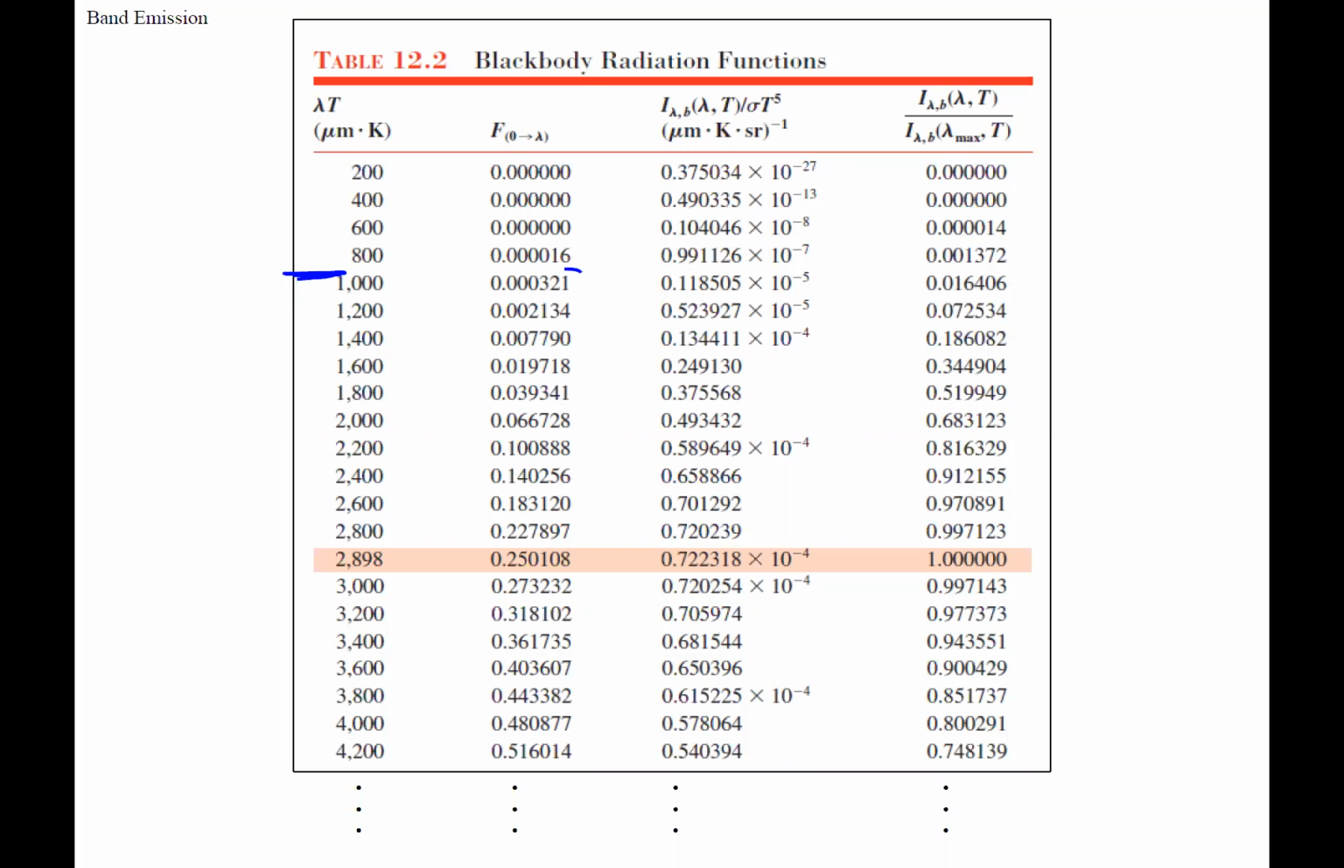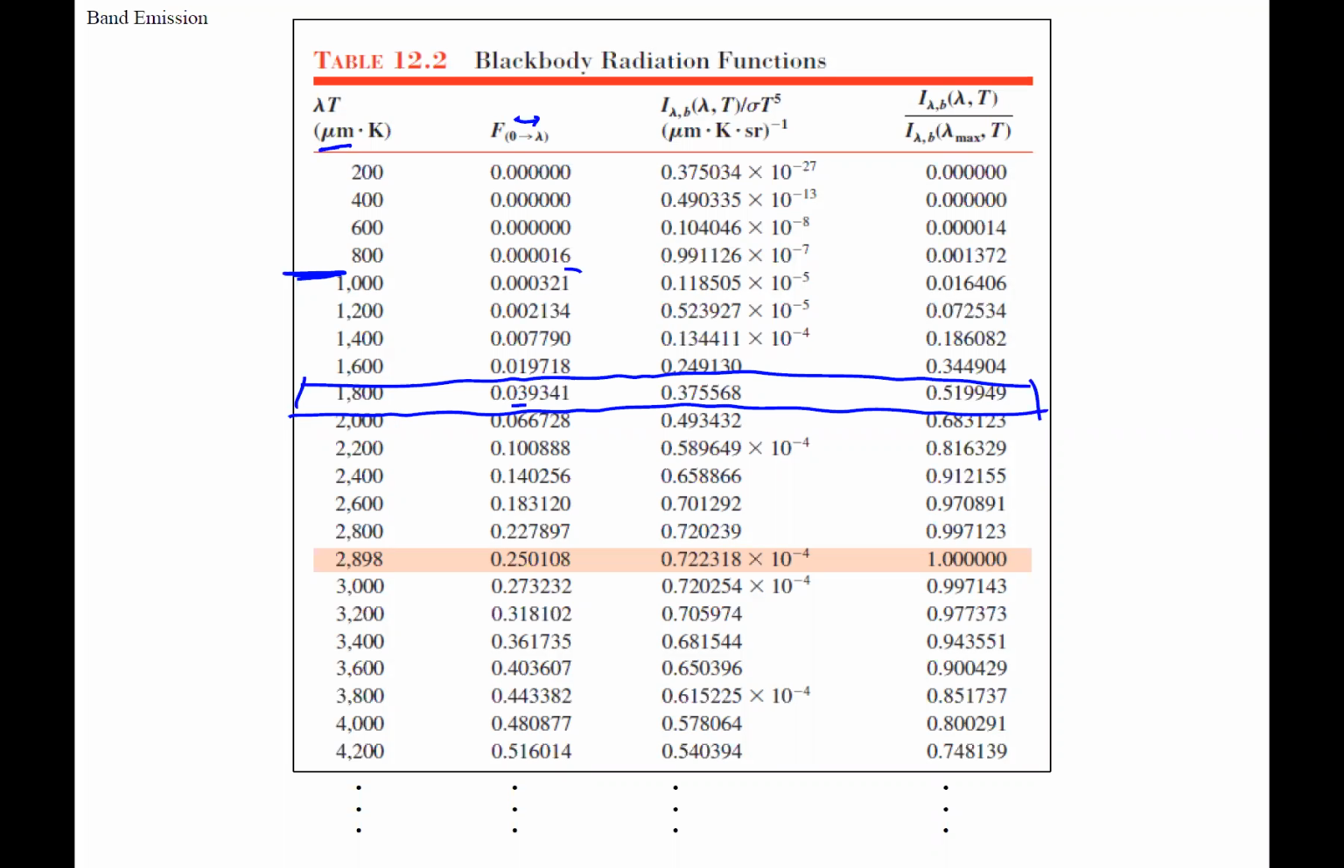Okay, let's change the value and say we're at 1800 micron Kelvin, wavelength times temperature. So we're along this row. That tells us that about 4% is over that range. So around 4% of the emissive power is from 0 wavelength to whatever wavelength we just used to put in here.